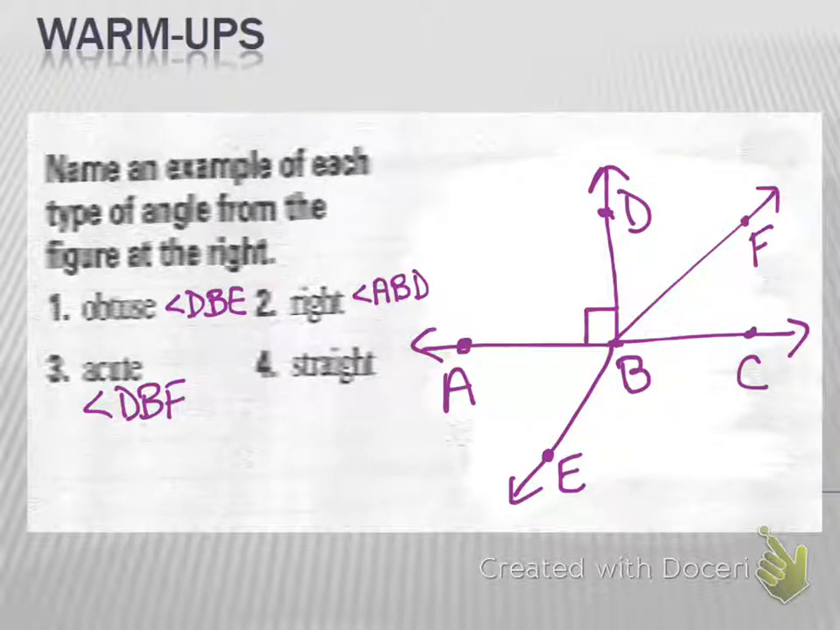What about number 4, a straight angle? We only have one option here. EBF's not quite straight. That line gets a little crooked there. If this were to go, angle ABC is the only one that is really straight.